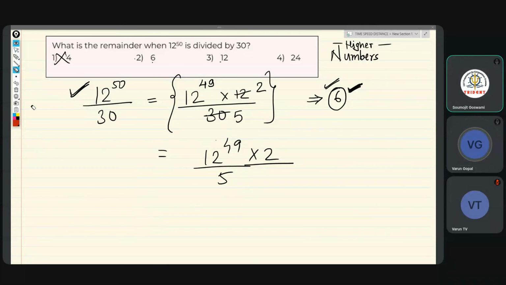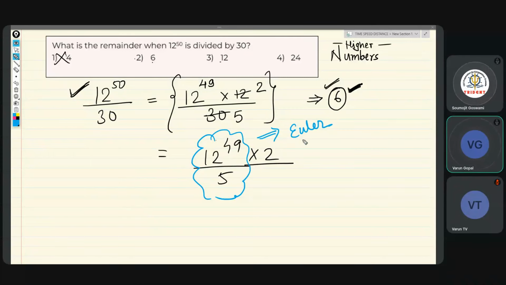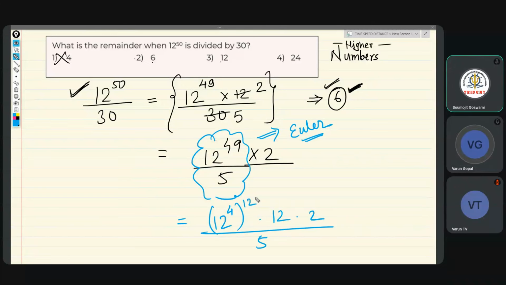You know, I'm surprised. None of you guys at this point said, sir, use Euler. Can we or can we not use Euler? We need to find the totient, isn't it? The totient of that is going to be 4. Okay. So because it's a prime number 5, na? So 12 raised to the power 4, raised to the power, let's say how much? 12? That is 48. Into 12. And then a 12 and then a 2 by 5.